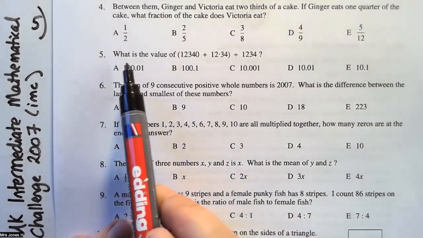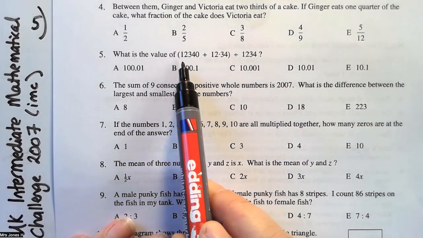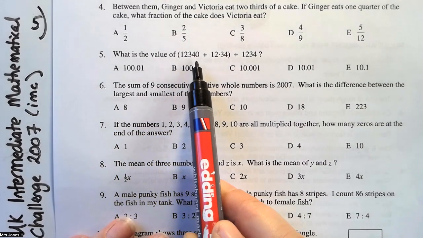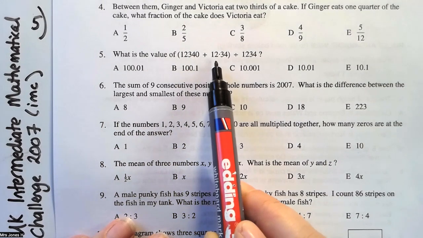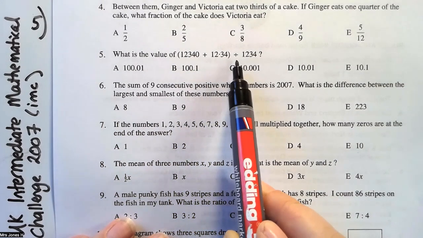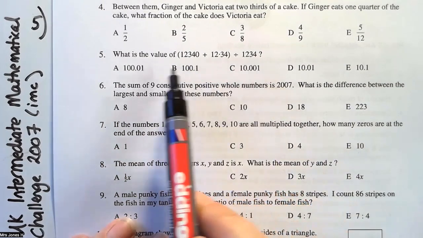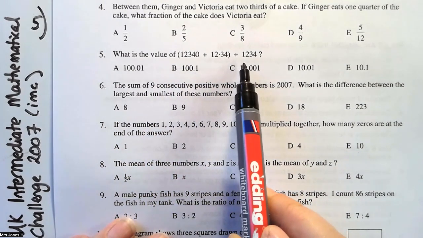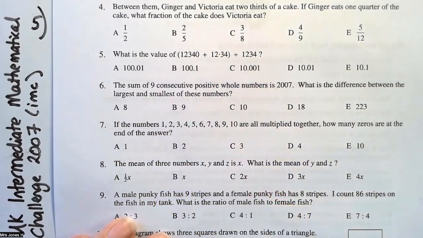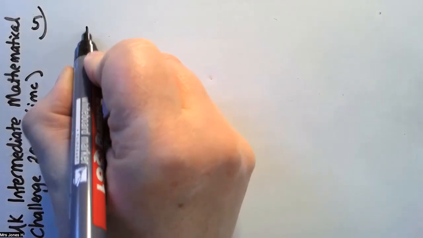Question 5. What is the value of 12,340 add 12.34 all divided by 1,234? This looks relatively straightforward. It is, but you need to know how to handle it to make it so. So let me write what I've got.